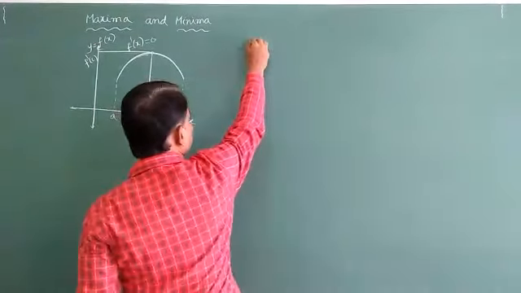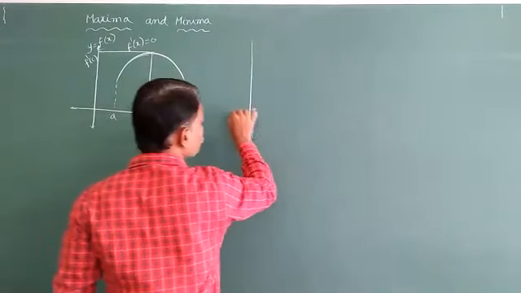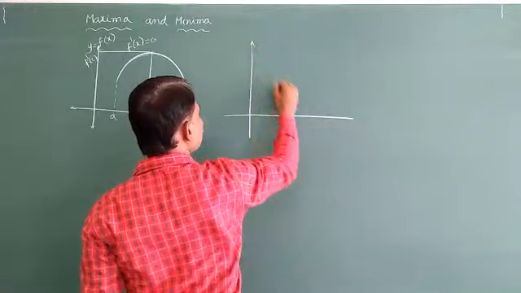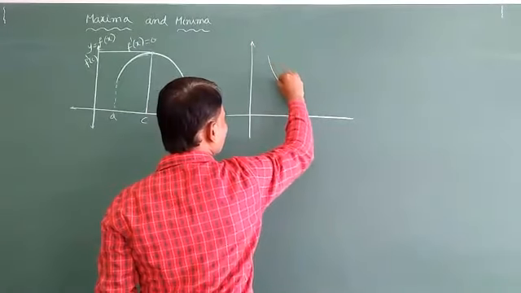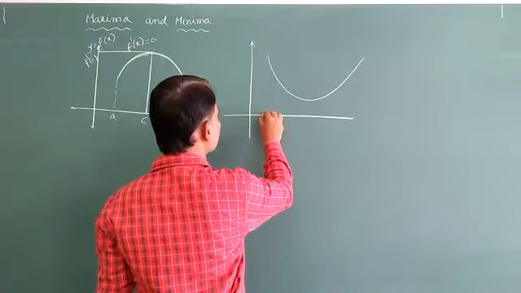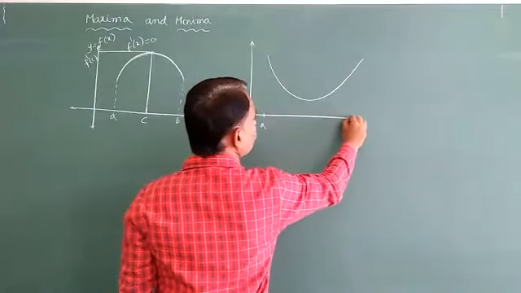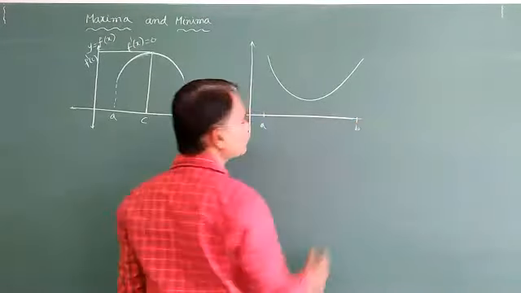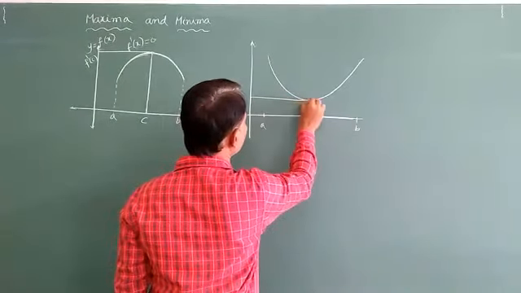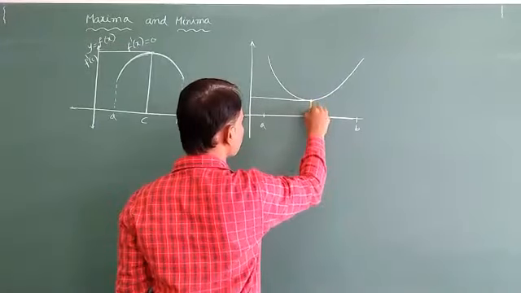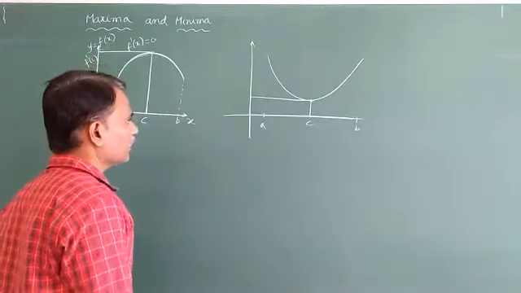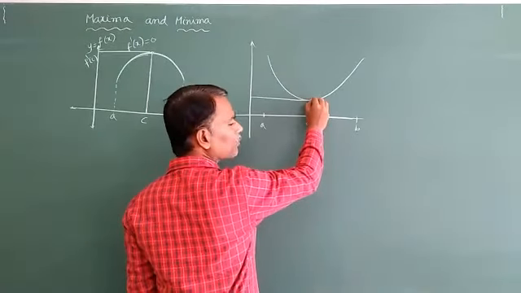Minimum means, so draw one tangent to this curve again. It means here, guys. And again this is c, and this is also the minimum point.